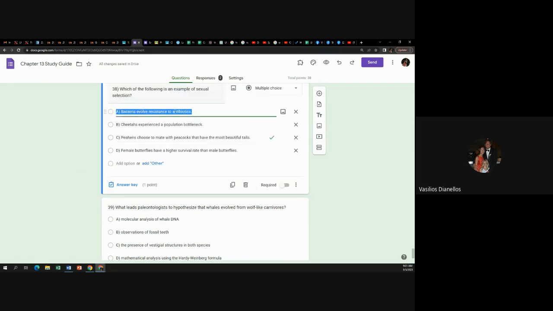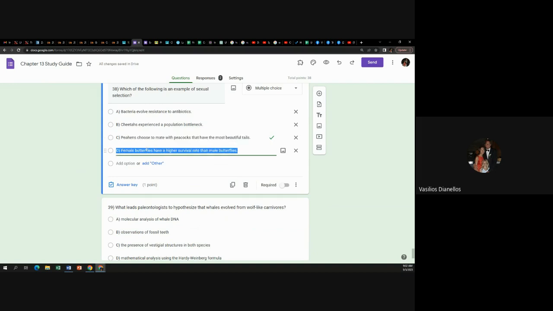Which is an example of sexual selection? Bacteria evolve resistance to antibiotics. That's natural selection. It's right there in the name. Peahens choosing to mate with peacocks that have the most beautiful tails. That is sexual selection. There is no other advantage to peacocks having big, beautiful tails. It's actually bad for their survival because it makes them more visible to predators and harder to get away from them. So for that reason, it is sexual selection. It is a female selecting that male to mate with. Obviously, I'm going to change the examples in the exam if it's on there.